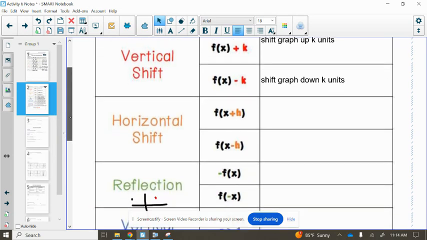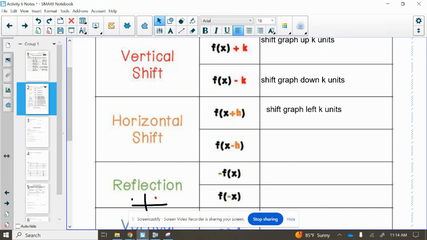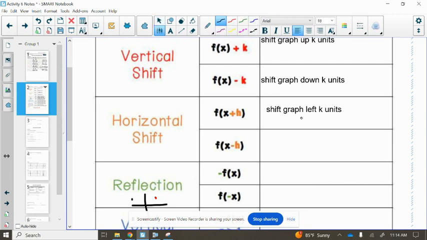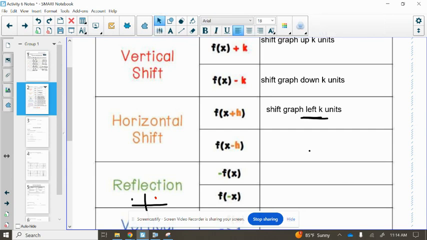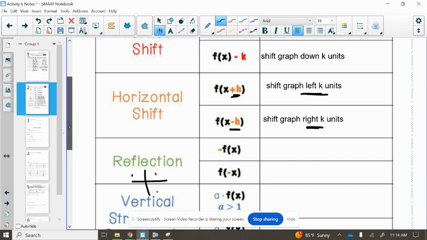We also have a horizontal shift. Now notice this is going to be inside of the parentheses, and these are kind of opposite of how they look. What do we mean by that? Well, the plus h is going to shift our graph to the left h units versus the minus, which is actually going to shift our graph to the right h units. So again, be careful because it's almost opposite of how you would think based on the plus or minus.